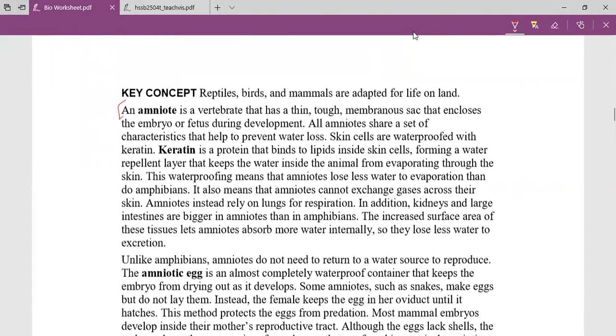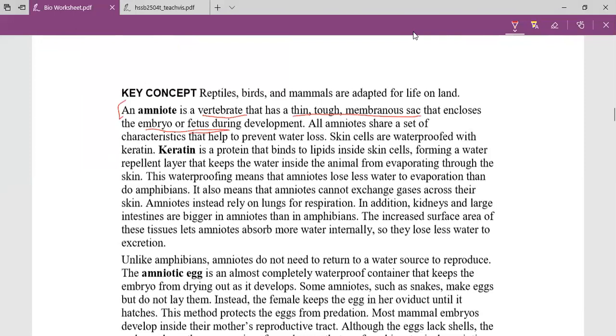It's a very easy way to remember. An amniote is a vertebrate that has a thin, tough, membranous sac that encloses the embryo or fetus during development. Is that understood? Okay. All amniotes share a set of characteristics that help to prevent water loss. I mean, they devise ways of preventing themselves from losing water.